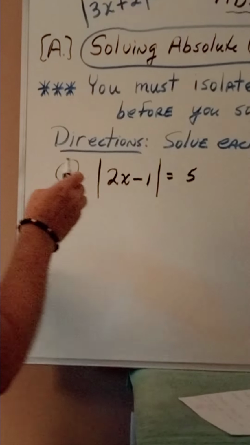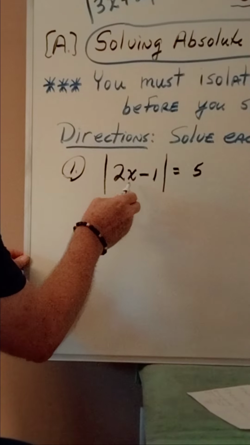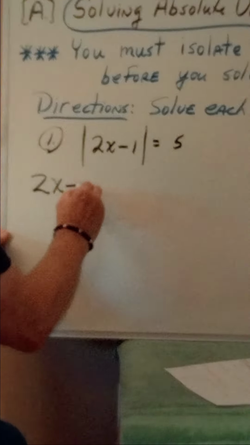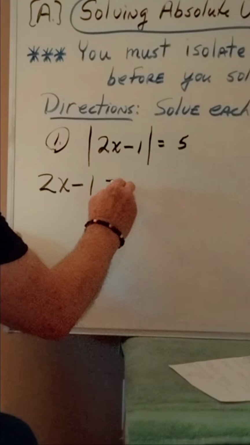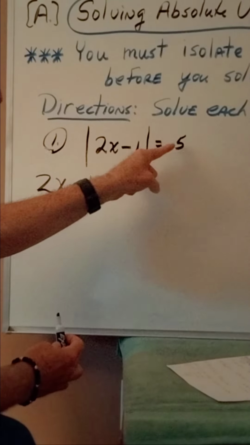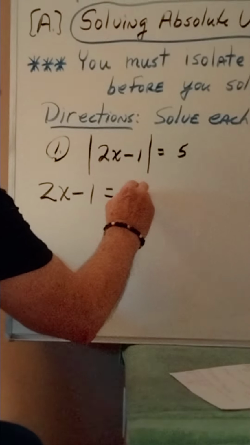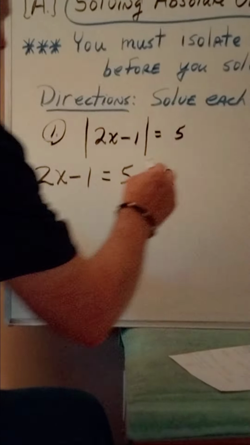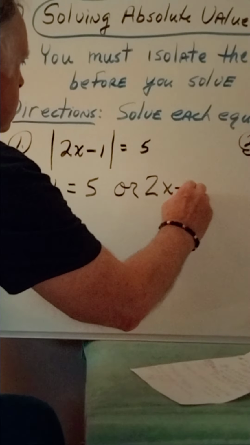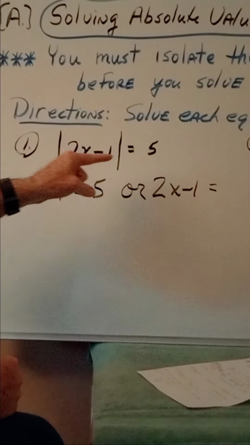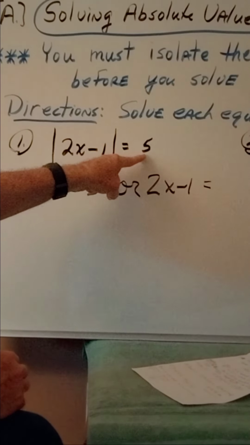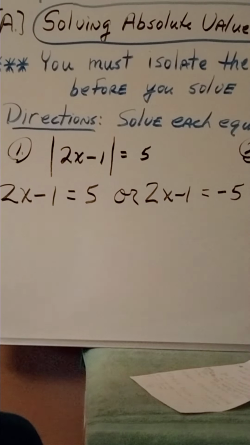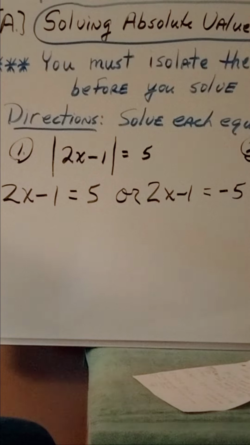And when the value of C is positive, this is going to translate to 2 equations. And here they are. We first of all bring down our U, 2x minus 1, and that's going to be equal to our positive C value, or we're going to bring down our U, 2x minus 1, and that's going to lead to the opposite of that positive number. And there is the setup. Now we simply solve each one.